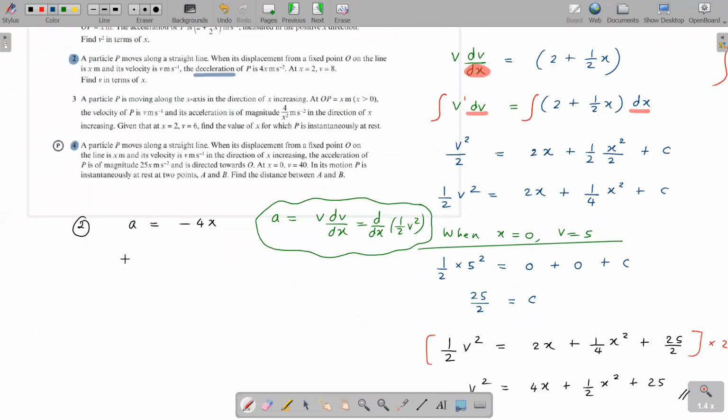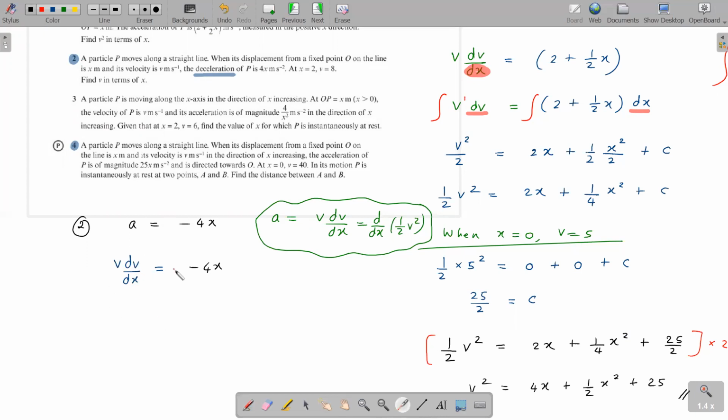So instead of acceleration, I will use v dv by dx is equal to minus 4x. Are you with me? Okay, so now in this particular case, when we are trying to go for velocity, we are going to perform an integration. So when you are performing an integration, the next thing we do is this dv by dx, we will break the dv by dx.